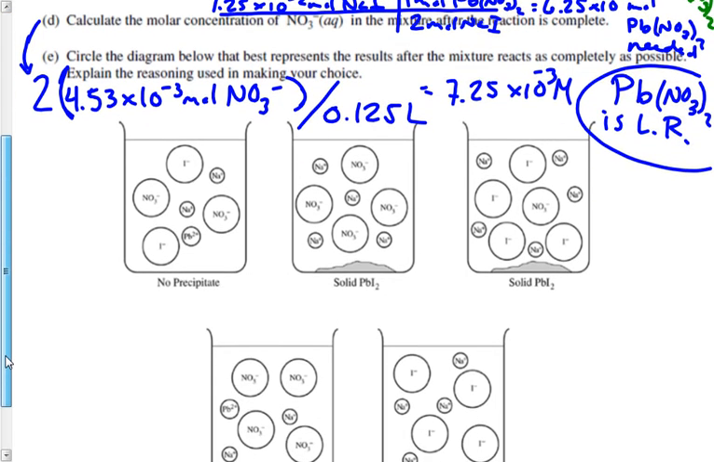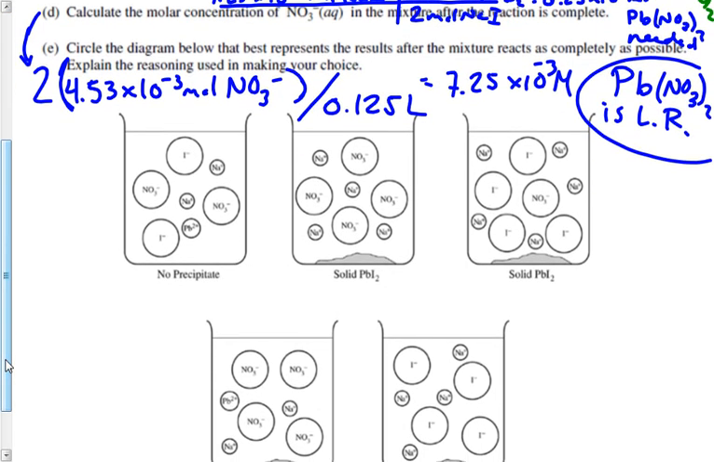So, to the last one, which is why I picked this question. They like to do diagrams, and in general, we're not as good about that. And not you, just all high school chem students have a hard time visualizing this. Circle the diagram below that best represents the results after the mixture reacts as completely as possible. Explain the reasoning used in making your choice.